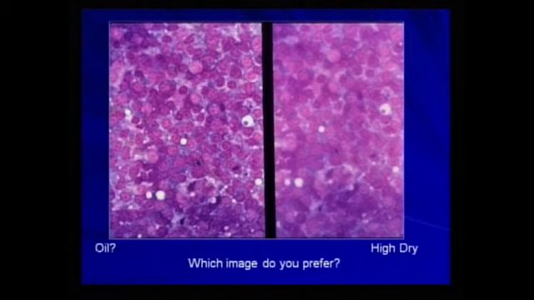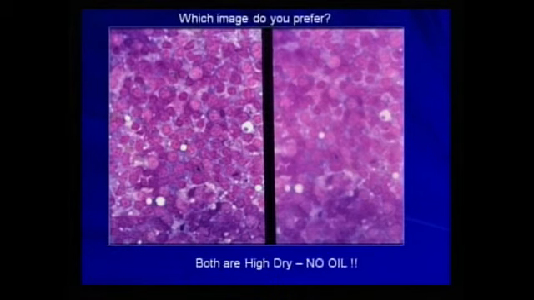Okay, which image do you prefer? Now, if you look at a slide with oil, it will look very much like the one on the left. If you look at high dry, it will look sort of hazy, like the one on the right. Okay? Actually, that was a trick question. Neither have oil, and hopefully you recognize that the cell sizes are the same between the left and the right picture. So I was pulling your leg a little bit.